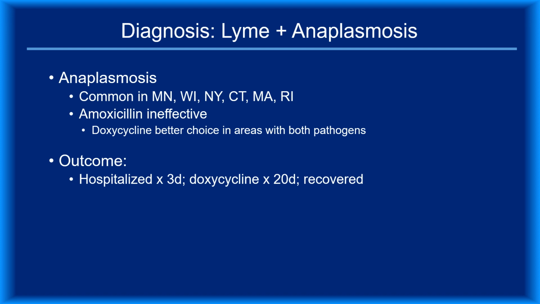It turns out this gentleman had both Lyme and anaplasmosis. Anaplasmosis is most frequently seen in the upper Midwest and parts of the Northeast. Amoxicillin is ineffective, which is why the patient continued to deteriorate. Because doxycycline covers both pathogens, it would have been a better choice. Overall, the mortality rate for anaplasmosis is quite low. The risk is substantially higher in the very young and very old. This gentleman required hospitalization, but thanks to doxycycline therapy, he made a full recovery.